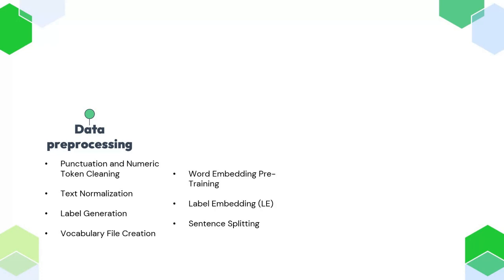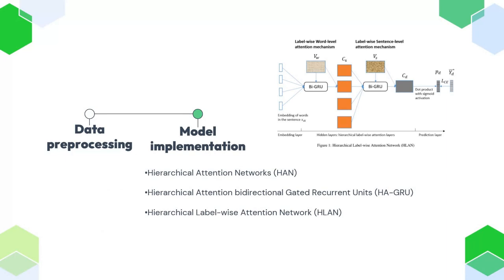Finally, we manually split sentences before feeding them into the tokenizer, optimizing the input for better processing within the model. These pre-processing steps were essential in setting the stage for accurate and reliable automated medical coding. The next step is model implementation itself.